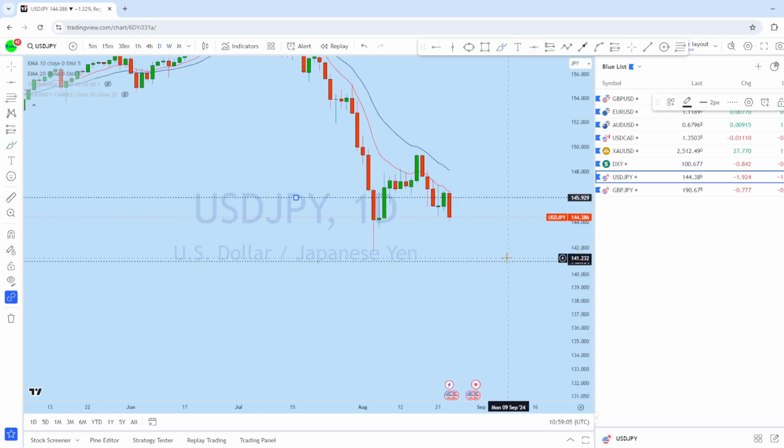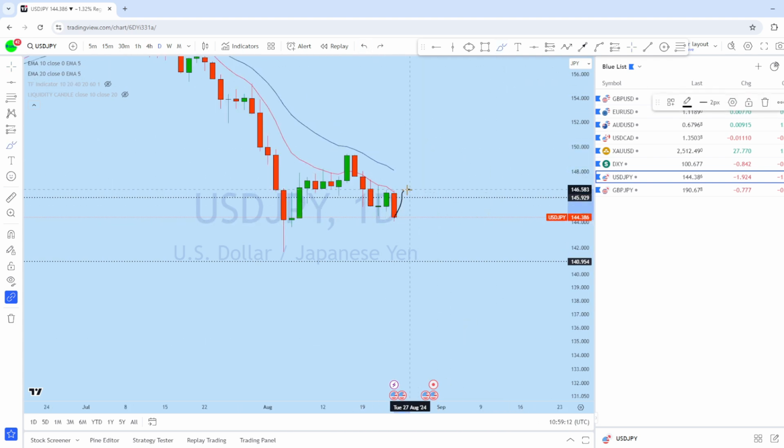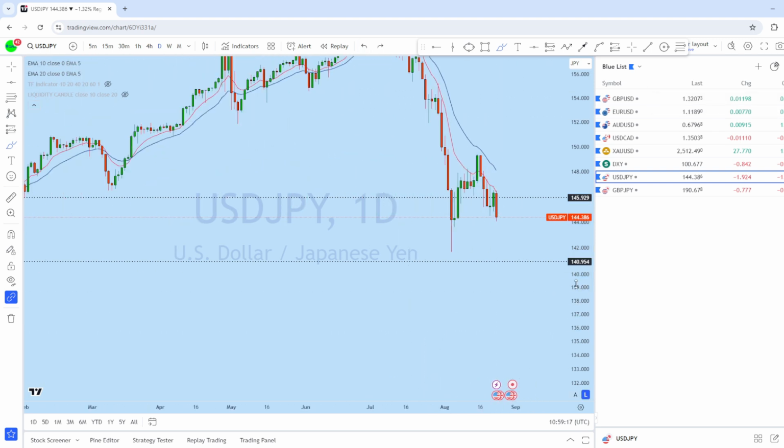Dropping down to the daily chart, what we can see is that there is a daily head and shoulders formation, a complete head and shoulders, that could lead dollar yen to drop down to create a new lower low.